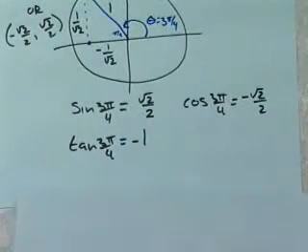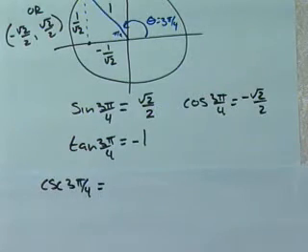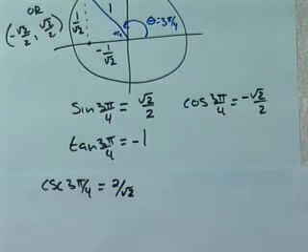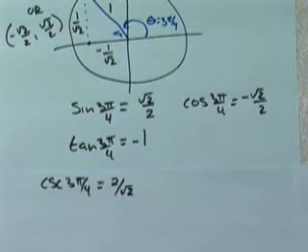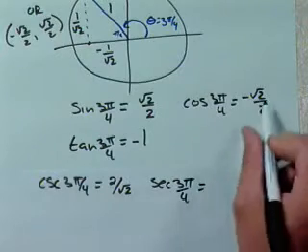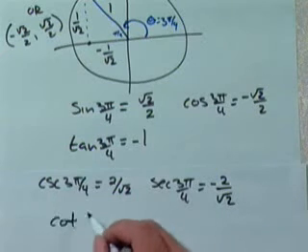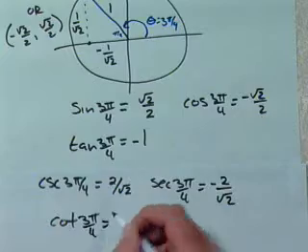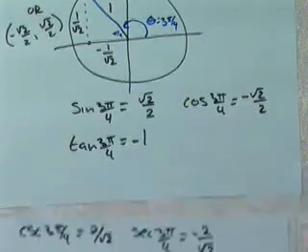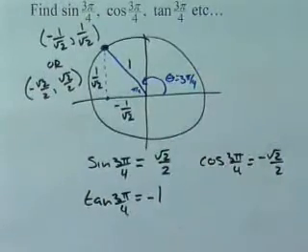Let's see, what's cosecant going to be? Cosecant of 3 pi over 4, that's the reciprocal of sine. So certainly you could rationalize that if you want, but I'm not going to in this case. Secant of 3 pi over 4, that's the reciprocal of cosine. And the cotangent of 3 pi over 4, that's the reciprocal of tangent, which is still going to be negative 1. Okay? So the point is, given the angle, you've got to find the point on the unit circle, and then from there it's pretty easy.